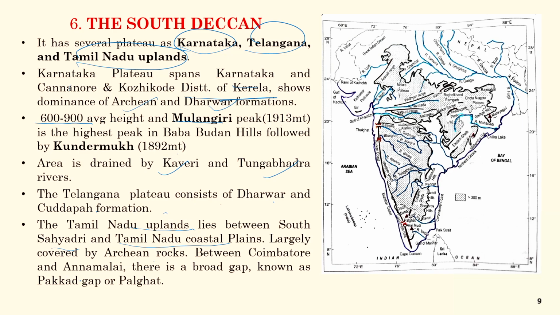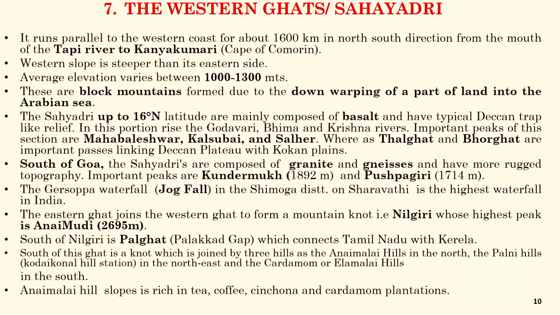Between Coimbatore and Annamalai, there is a broad gap which is known as the Palakkad Gap. We can see it here where the Palakkad region is. Gap is there, Palakkad Gap.